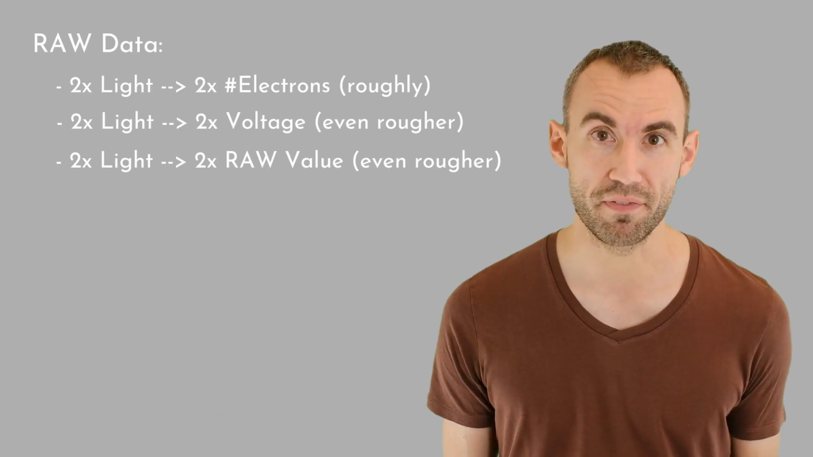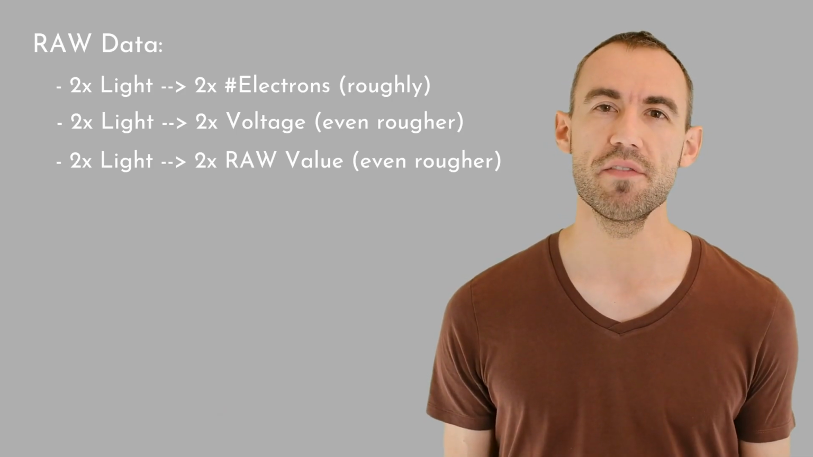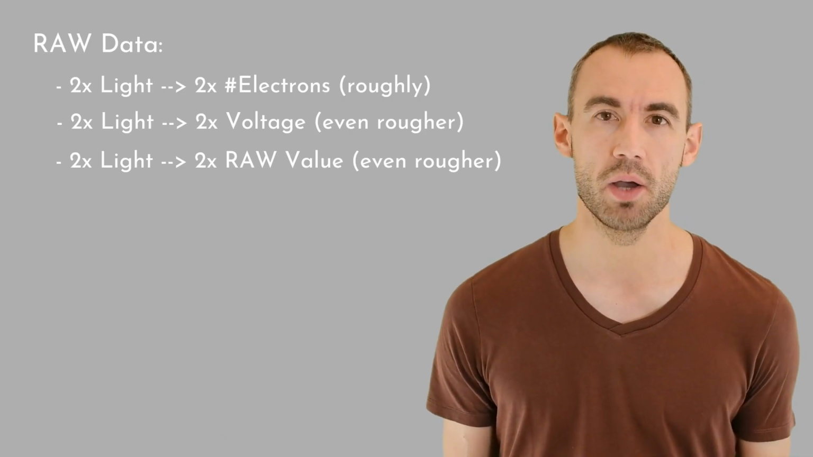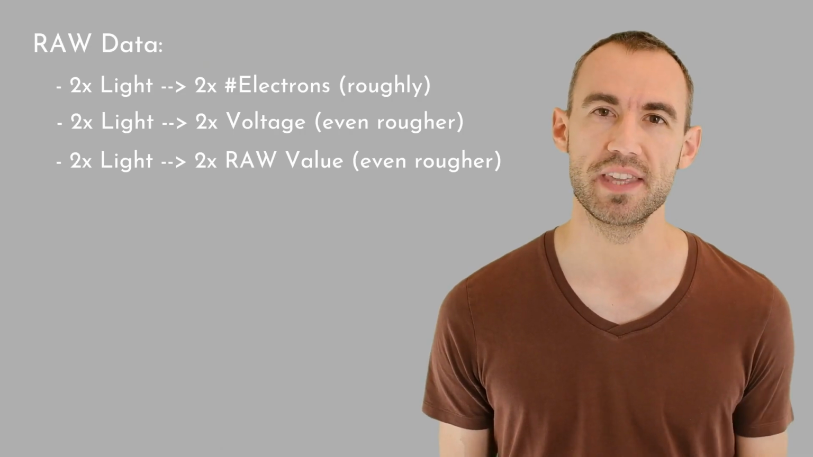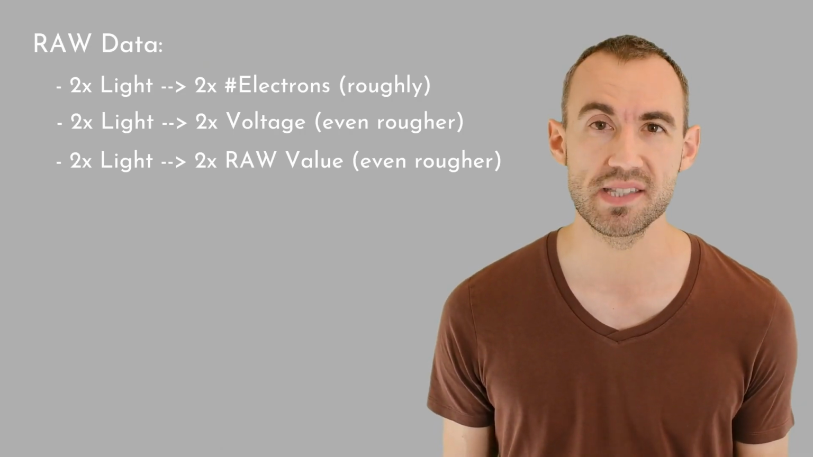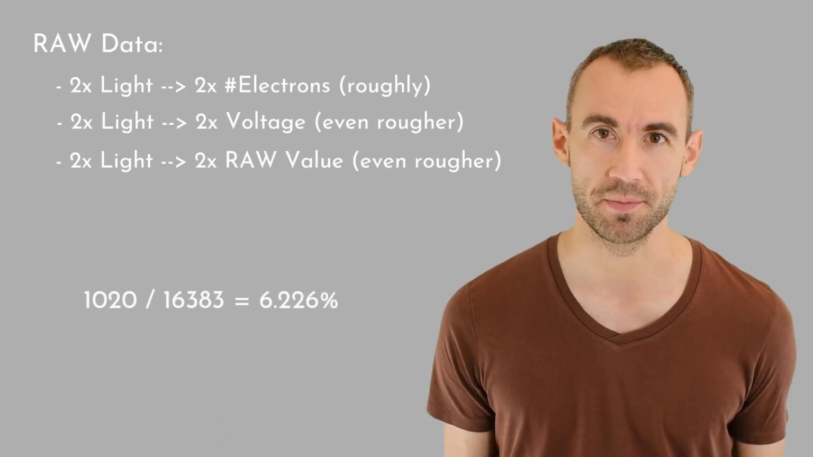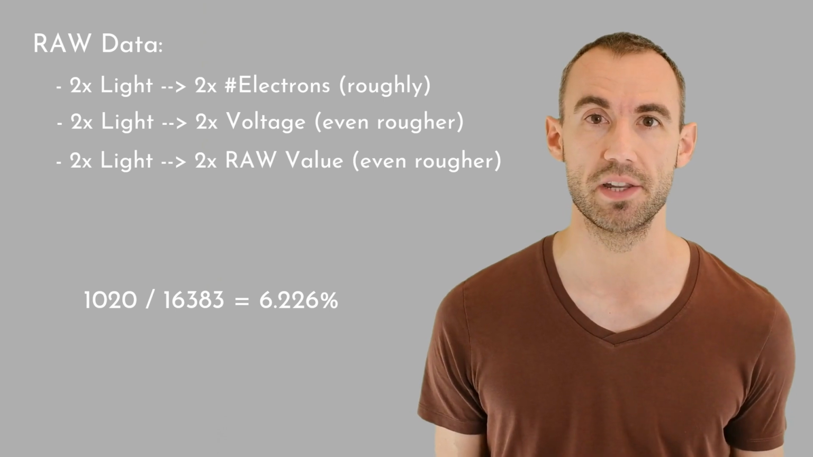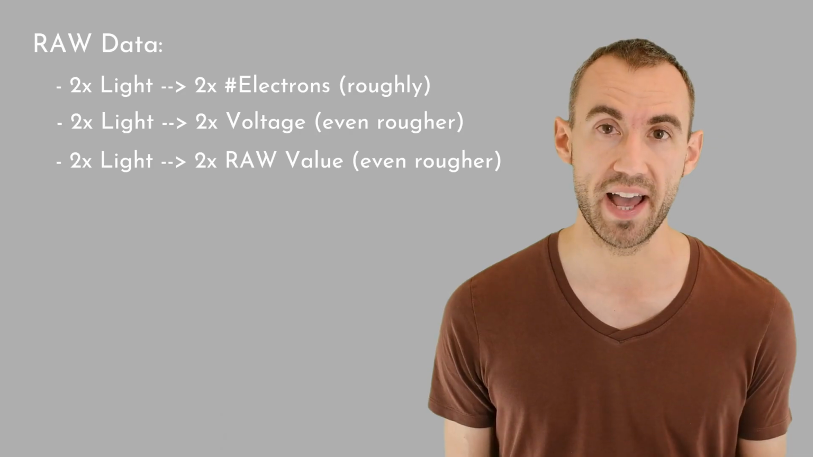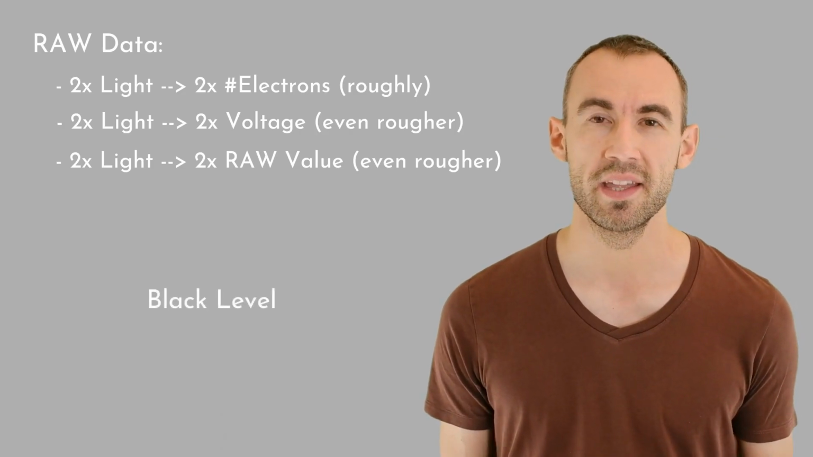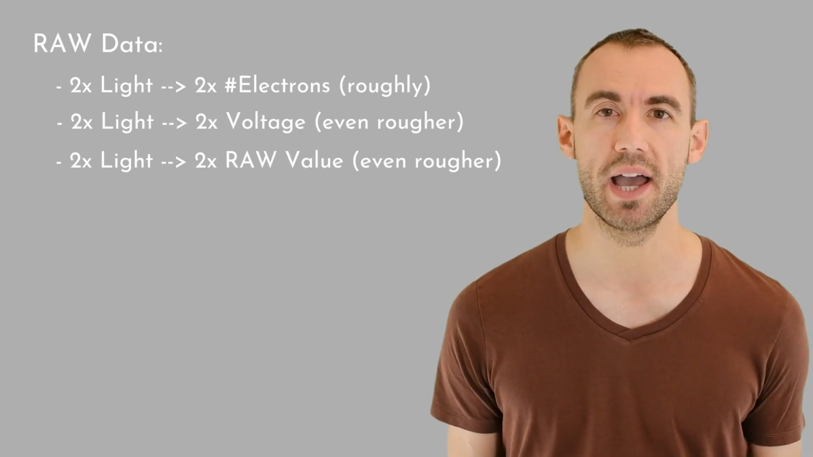I keep saying roughly, and that's due to various reasons, but one of them is because even if no light comes in, the camera will measure some voltage. So even without light, the output of the analog to digital converter will not be zero. For example, on my XT2, it's usually around 1020, which is about 6% of the maximum value, so it's not negligible. This minimum value is called the black level. Everything at or below that level is considered to be black, meaning no light came in.